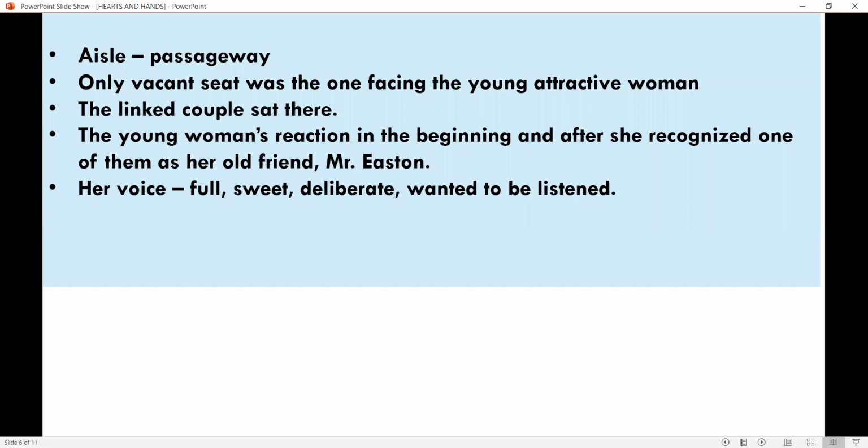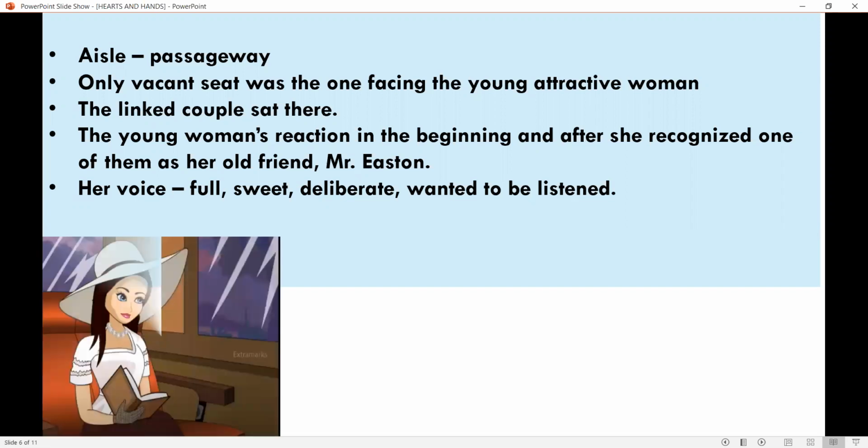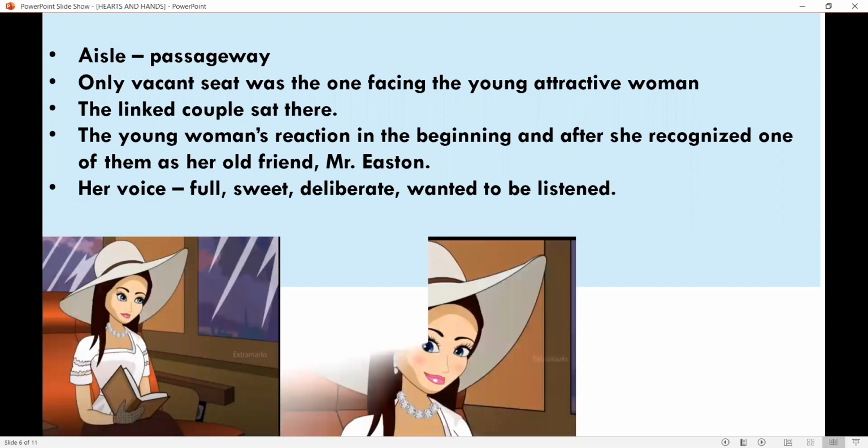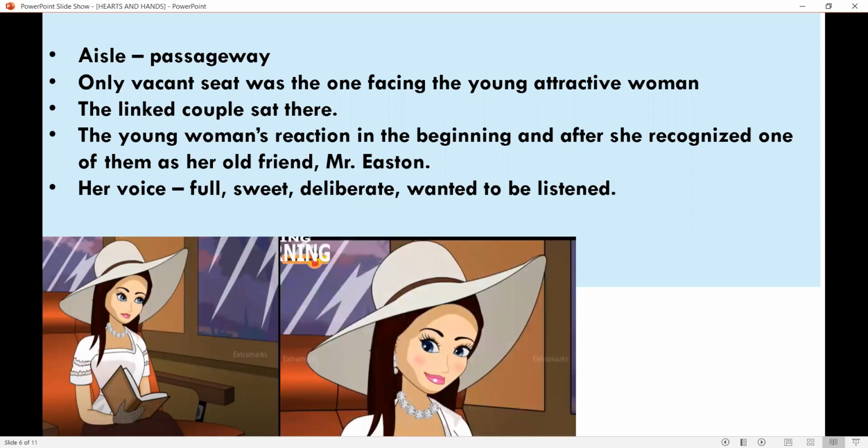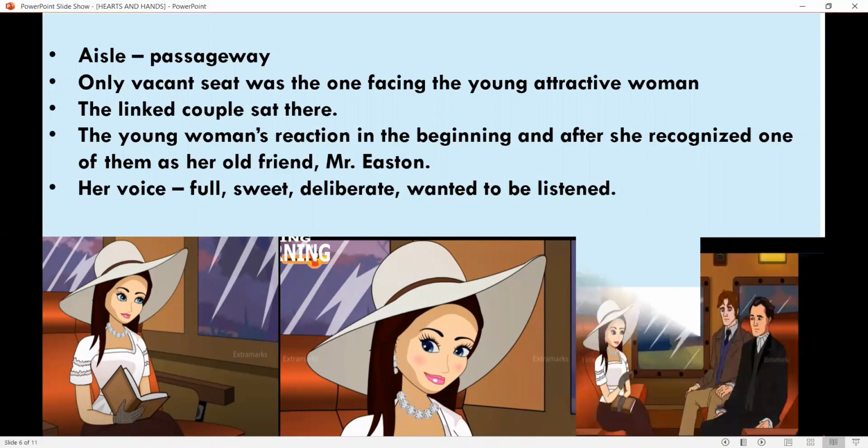As they passed down the aisle of the coach, the only vacant seat offered was a reversed one facing the attractive young woman. Here the linked couple seated themselves. The young woman's glance fell upon them with a distant, swift disinterest. Then, with a lovely smile brightening her countenance and a tender pink tinging her rounded cheeks, she held out a little grey gloved hand. When she spoke, her voice, full, sweet, and deliberate, proclaimed that its owner was accustomed to speak and be heard.